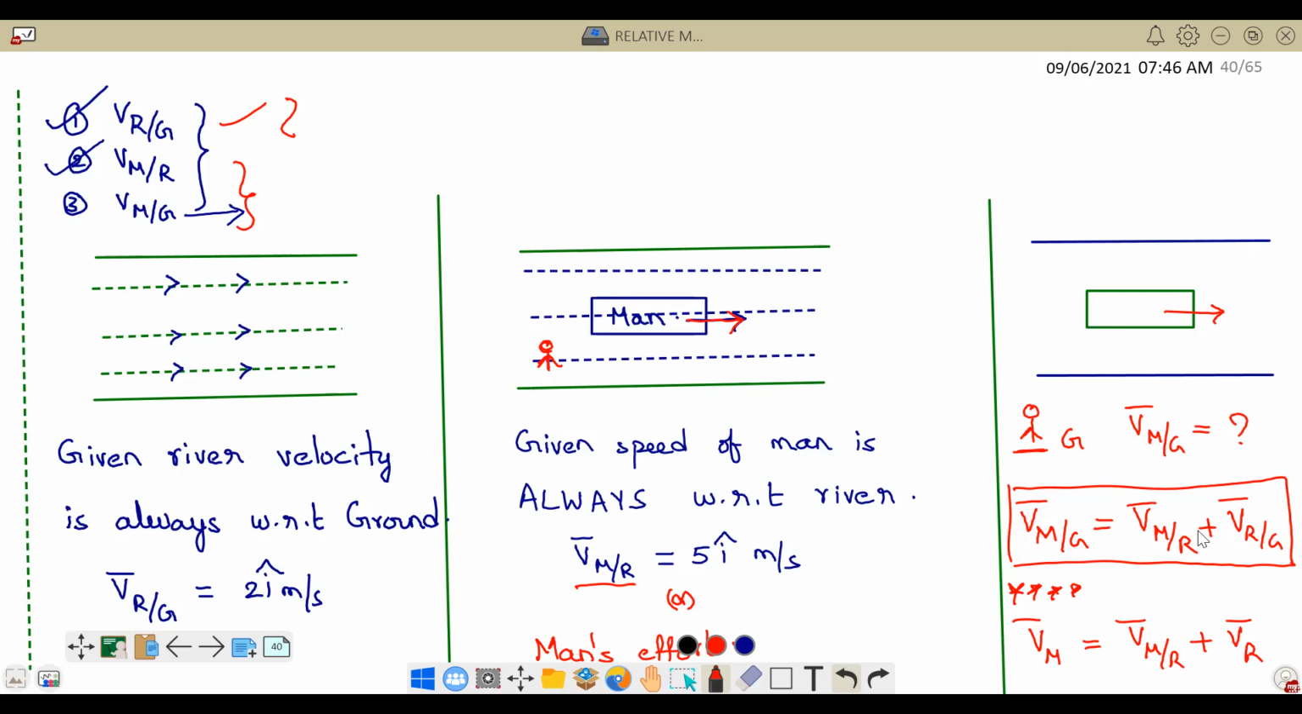In physics, you have to understand the concepts. Terminology is very important because that is what will confuse you. Even now, many students have a doubt: sir, how is it velocity of man with respect to river? River is flowing, and why are you telling that it is with respect to river and that river is at rest? Some students may still have doubts. So this topic needs hearing again and again. So please watch this video again and again when you don't understand.